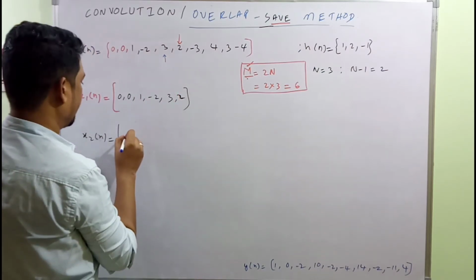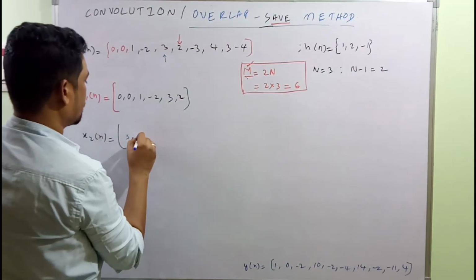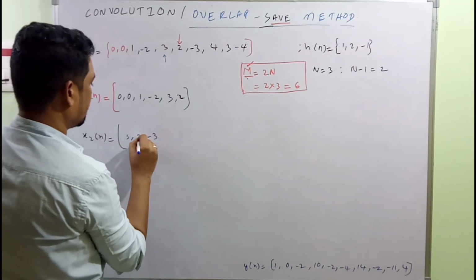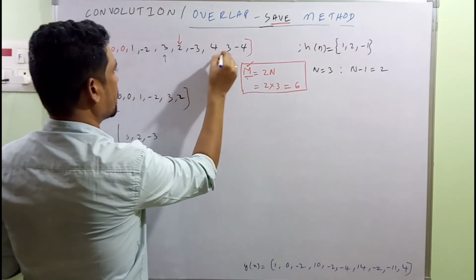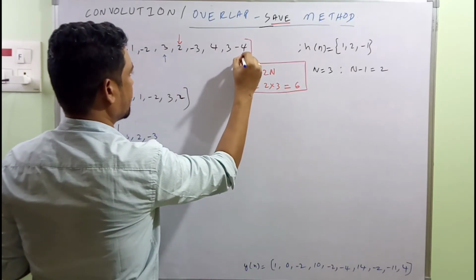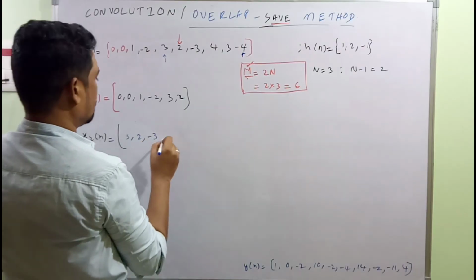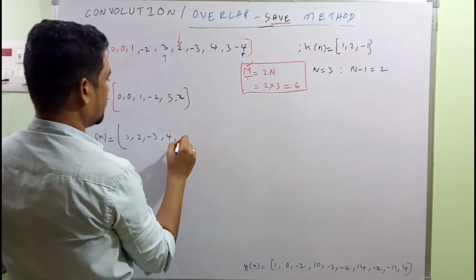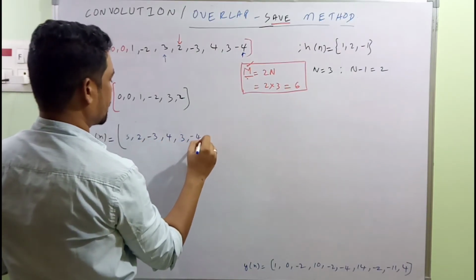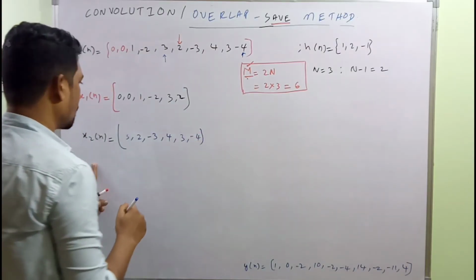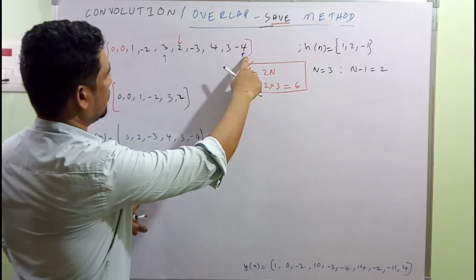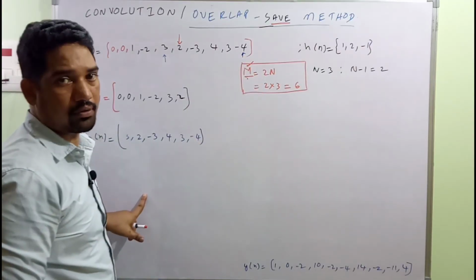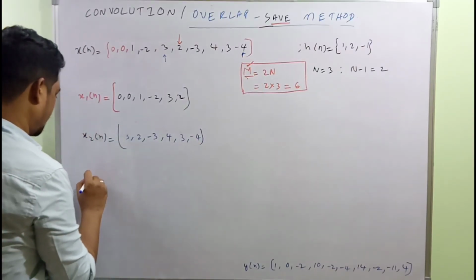And x2 of n will be 3, 2, minus 3, and 1 2 3 4 5 and 6 here up to here. So 3, minus 3, 4, 3 and minus 4 being the last one. Do you think we are done with this one? Because we have ended up to here. Do you think we are done? No, we will be having x3 of n.